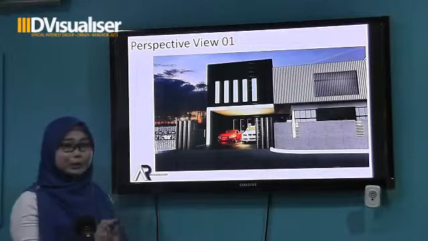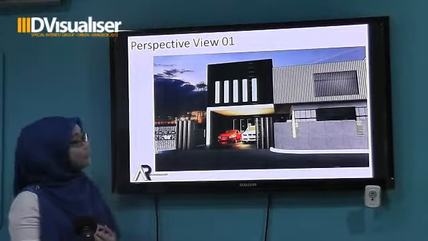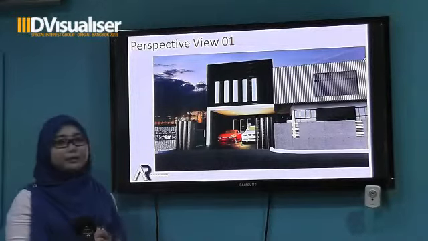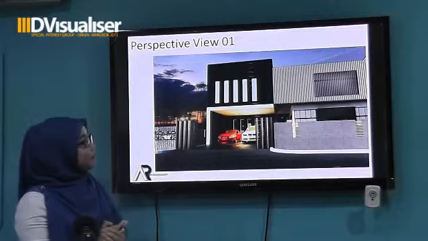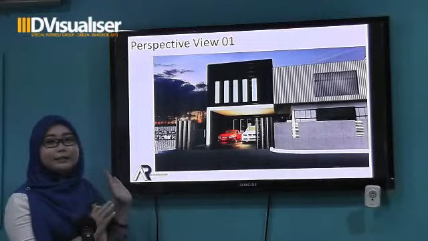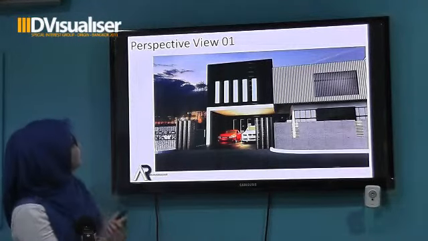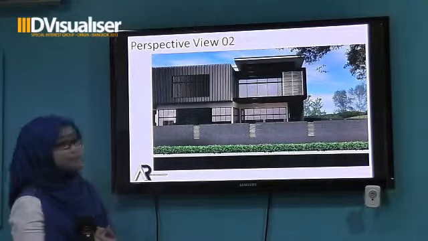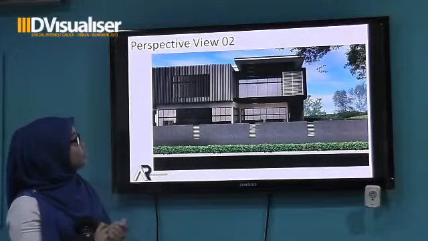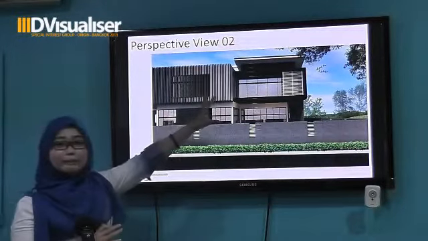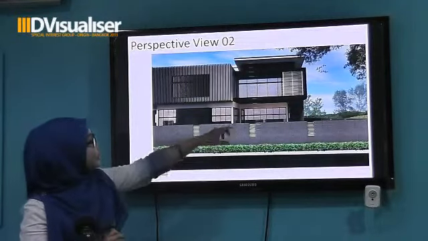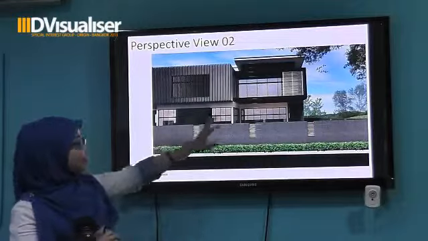I have two cars. I have louvers for the car porch view because I want to create a facade treatment. And for this view, I have a night view. For the next perspective view, this view shows the play area for the second floor, and on the ground floor the family area.